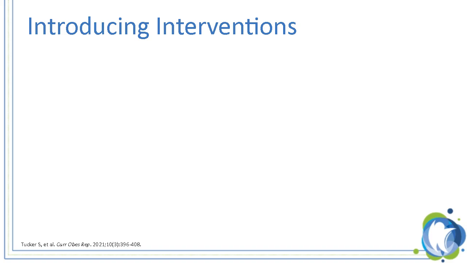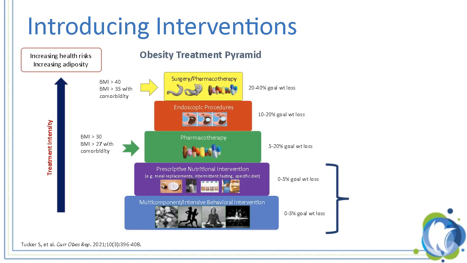Okay, and next I'd like to talk about the interventions that we're using clinically. In this slide, you can see on the left-hand side that as we go up the pyramid, the treatment intensity is increasing. So more invasive treatment, treatment that takes more effort as well. And so that's indicated for people with higher levels of adiposity and risk for the adiposity-related chronic conditions.